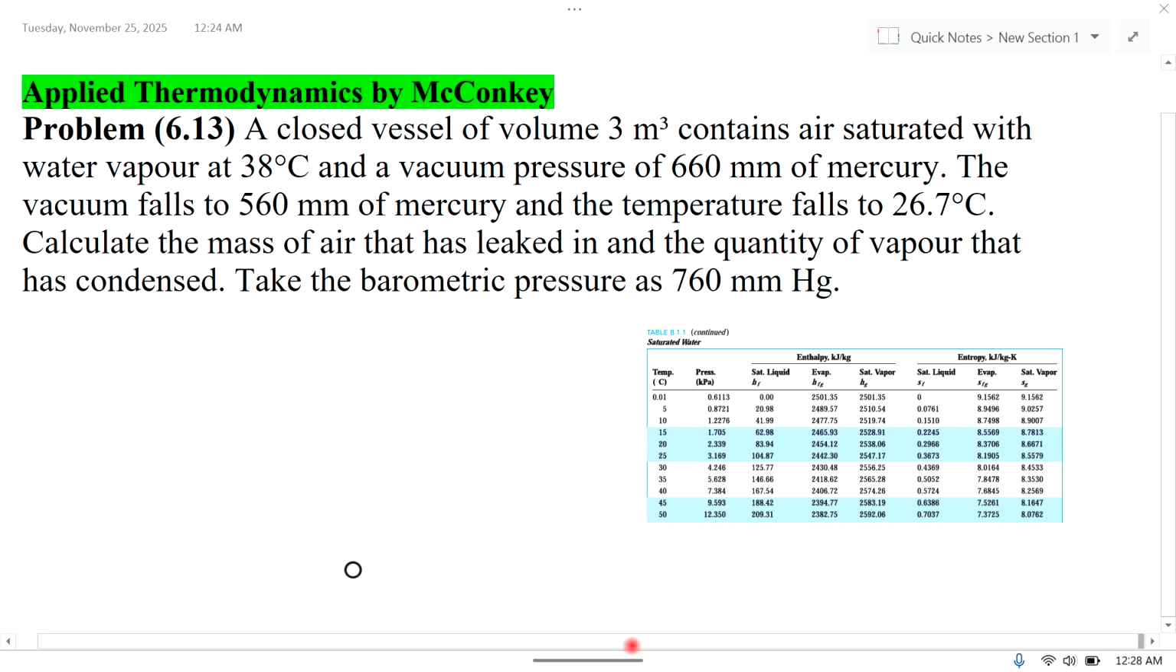Bismillahirrahmanirrahim. In this lecture, I am solving problem 6.13 from the book Applied Thermodynamics by McConkey. So the statement of the problem is a closed vessel of volume 3 cubic meter.